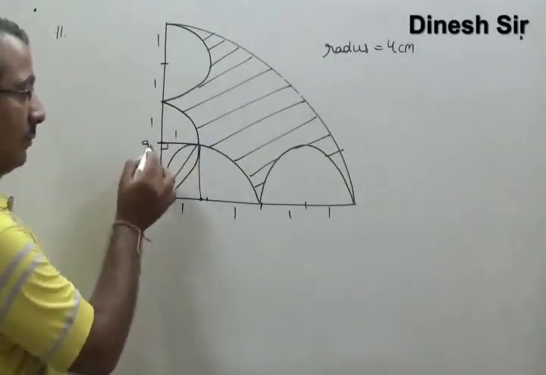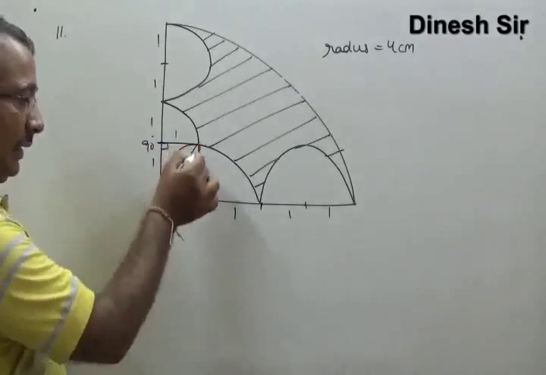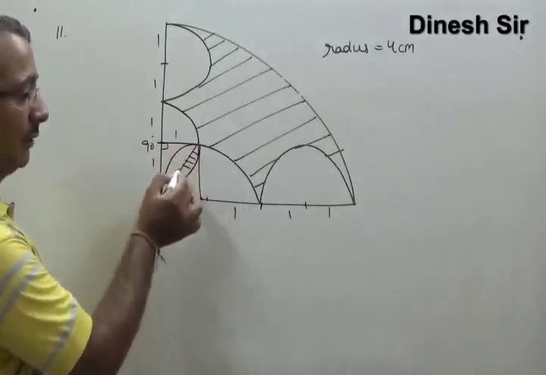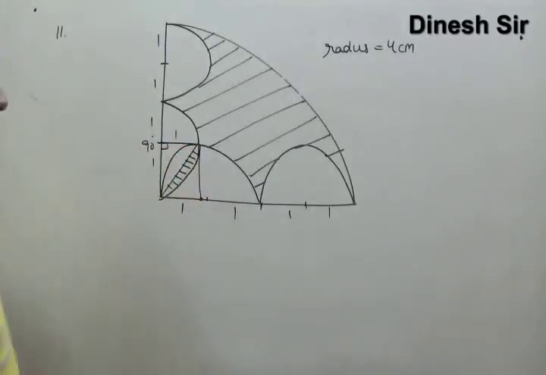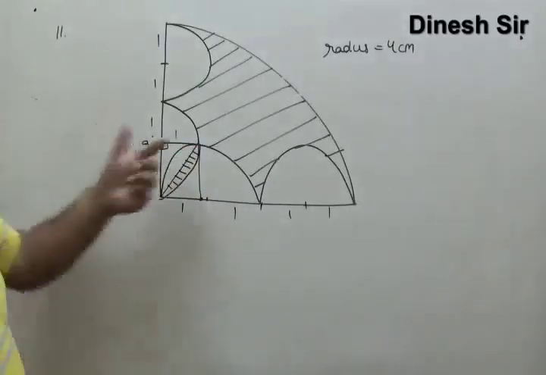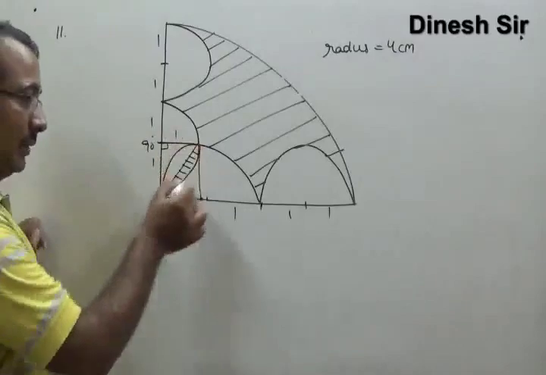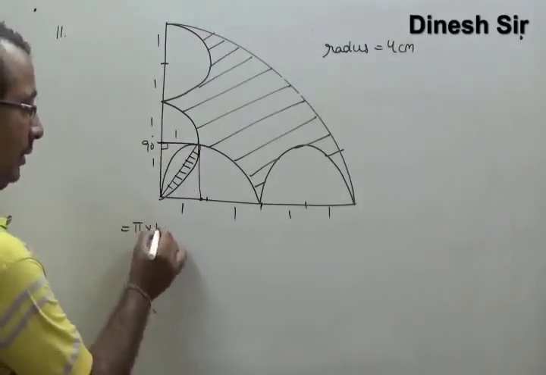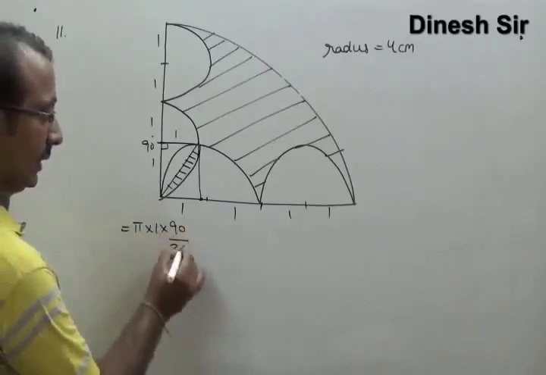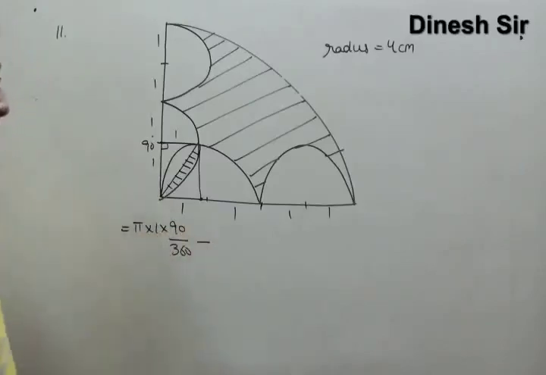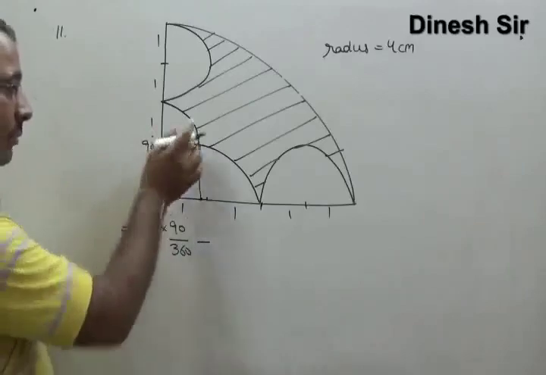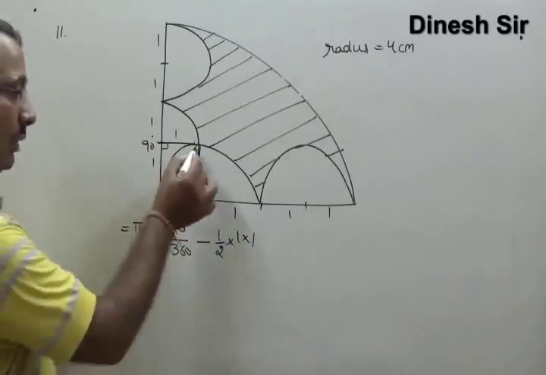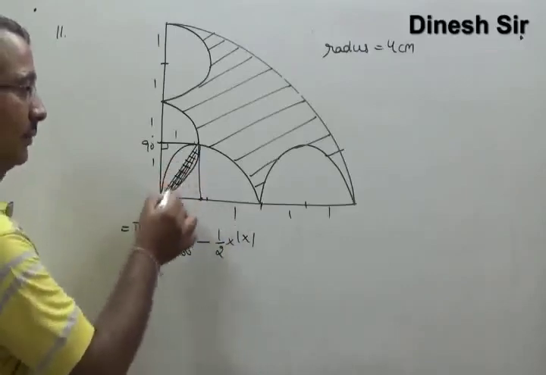The angle is 90 degrees, the radius is 1. If I take the area of the sector and subtract the area of the triangle, I am left with this area. Suppose this angle is 90 degrees, this is 1 and this is 1. The area of the sector is pi r square into theta upon 360, minus the area of this triangle, half into base into height, 1 into 1. So I am in a position to find the shaded area.